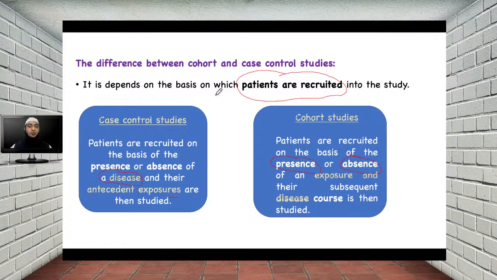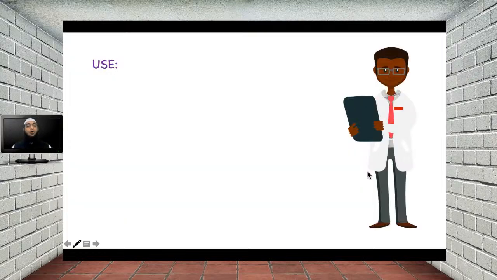So very simple, the difference is on the basis of how patients are recruited. In case of a case control study, you must remember they are recruited on the basis of the disease they suffered, whereas in a cohort study, they are recruited on the basis of patients who are taking the medicine and patients who are not taking the medicine. Patients who are taking the medicine are called presence of exposure, and patients who are not taking the medicine are called absence of exposure. So this is how you can differentiate cohort study and case control studies. I hope it is clear to you.